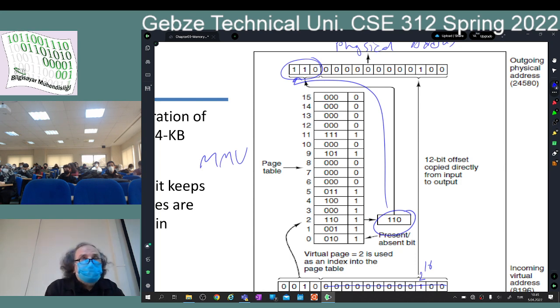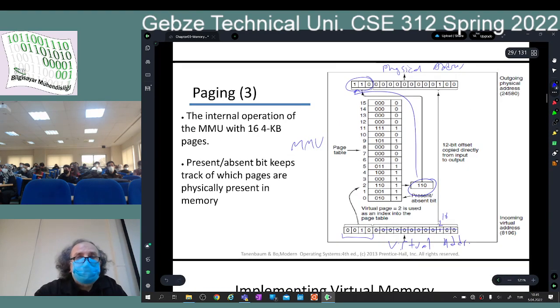So my page table has to keep that information too. So far, my page table for each entry has to keep two things. One is the physical page frame address. The other one is the present-absent bit. And we will see the details of this page table, and we will see that we need some other data beyond the address and the present-absent bit. That's basically it.